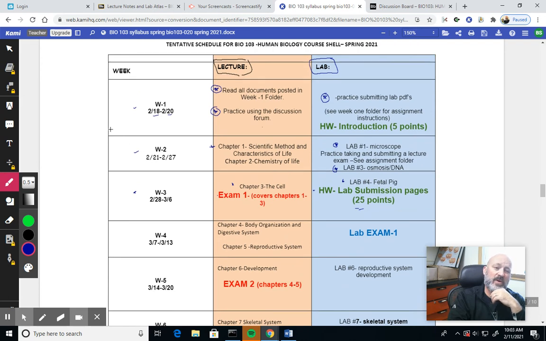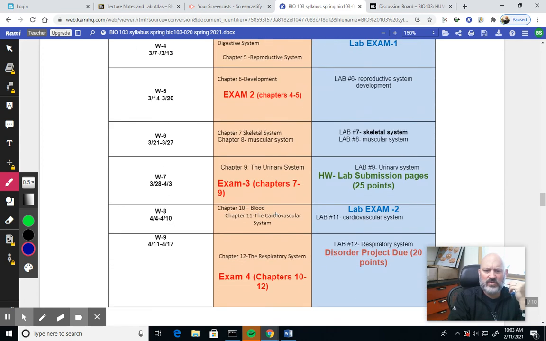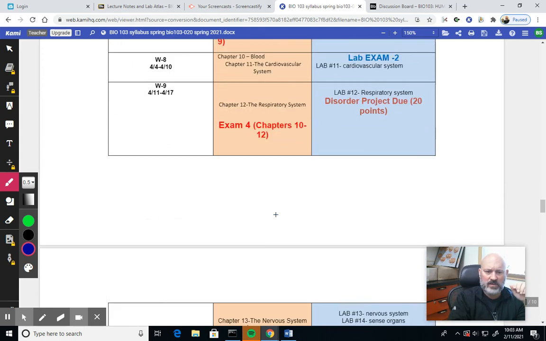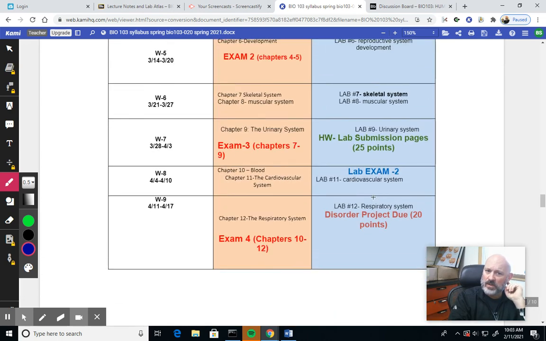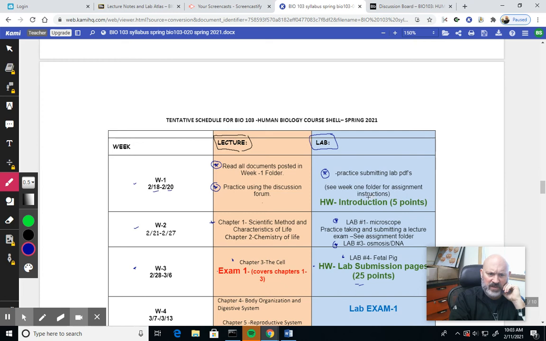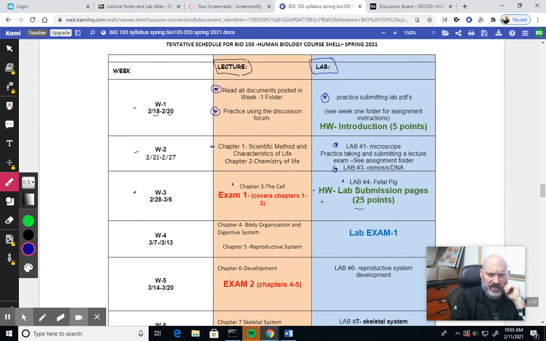We do move pretty quick. We've already lost 5 weeks, so this is a really condensed version. I try not to give too much in the form of assessments during the same week. However, that last week, week 11, all we have to do is exam 5 and lab exam 3. But everything else, I tried to spread out as evenly as I can. All right, so that being said, good luck this semester. I think you'll enjoy the class.